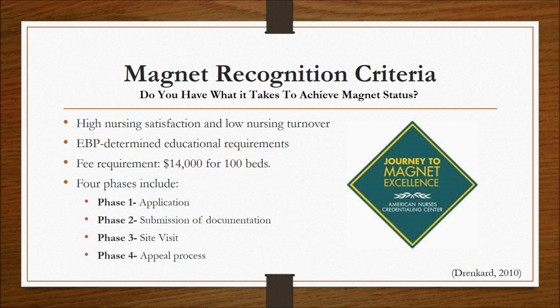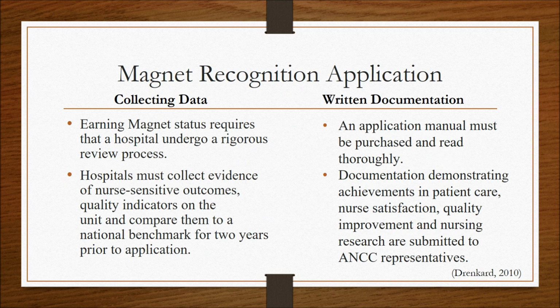There are 4 phases that include this process. Phase 1, the application. Phase 2, submission of documentation. Phase 3, on-site visit. Phase 4, the appeal process. Magnet recognition application. Earning magnet status requires that a hospital undergo a rigorous review process.